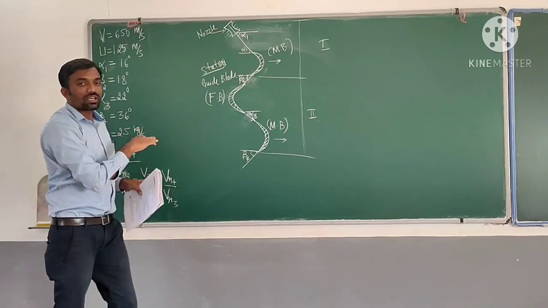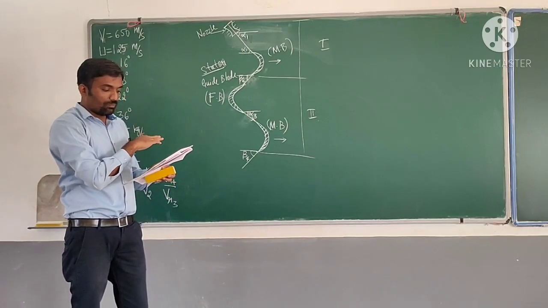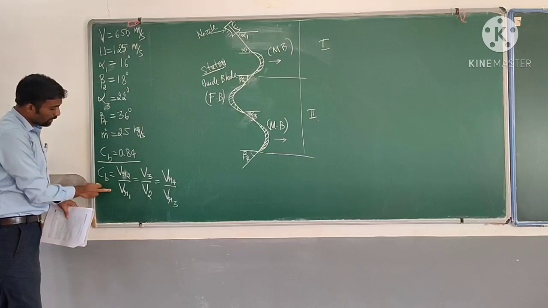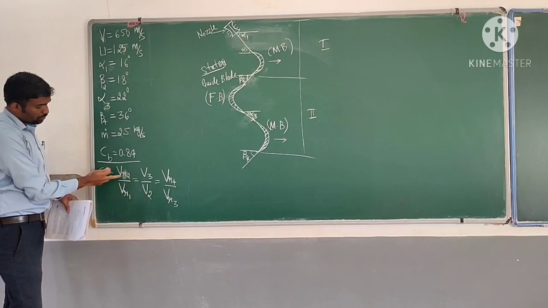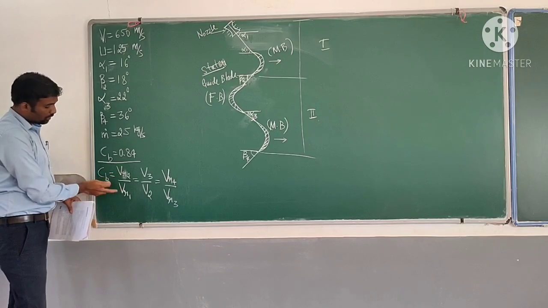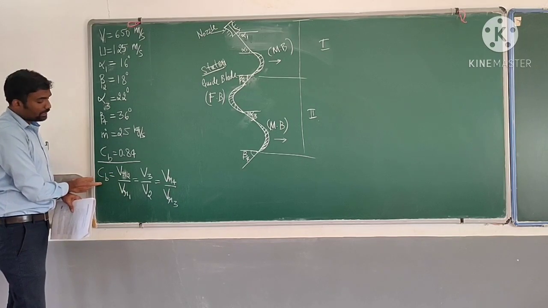Okay, so that much reduction in the velocity of the steam or the fluid will take place. That's the meaning of it. So that can be written like this. For the first stage, for the first row of moving blades, it will be VR2 by VR1. So it is 84%, 0.84.